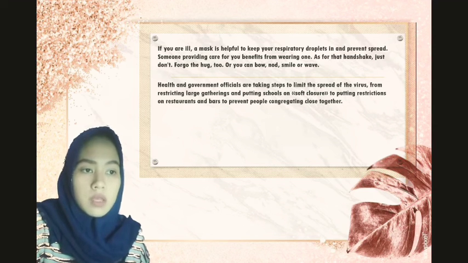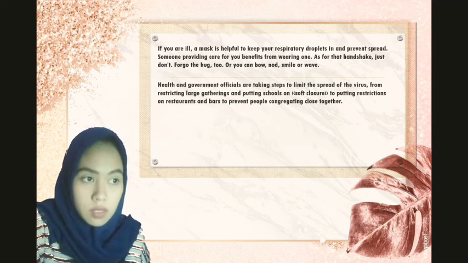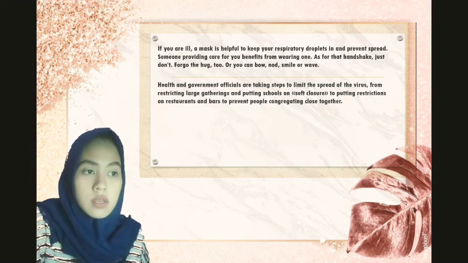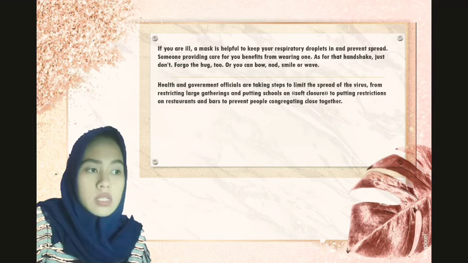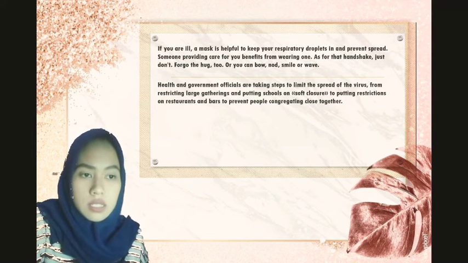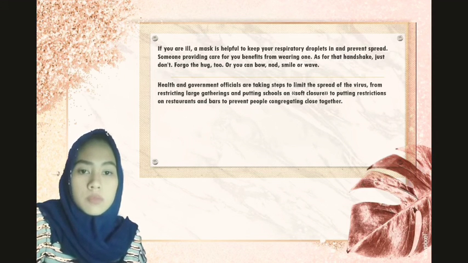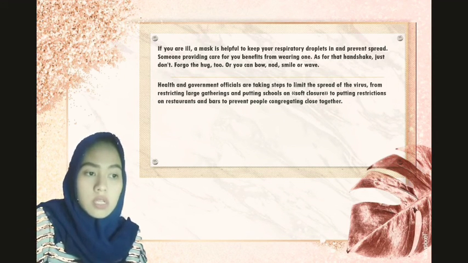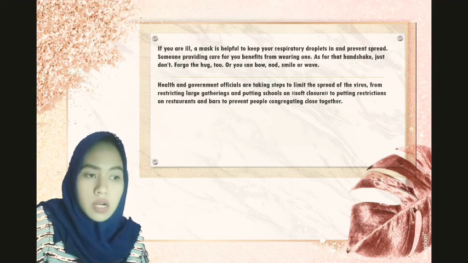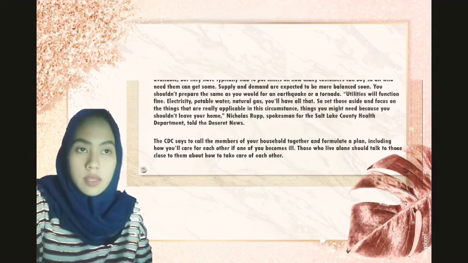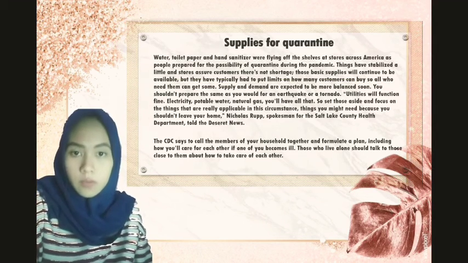Health and government officials are taking steps to limit the spread of the virus, from restricting large gatherings and putting schools on soft closure, to putting restrictions on restaurants and bars to prevent people congregating close together. The second is supplies for quarantine.